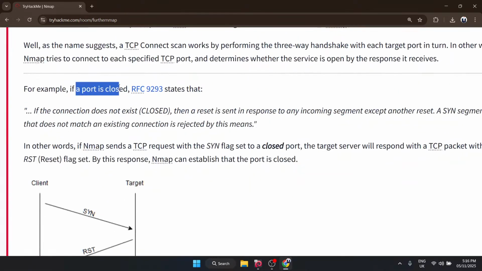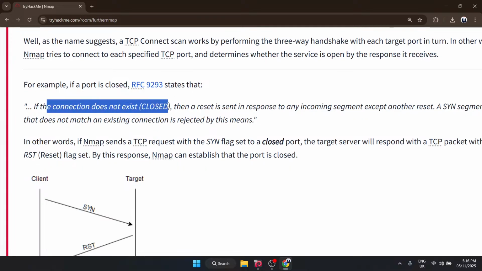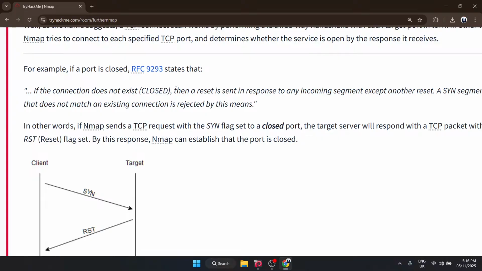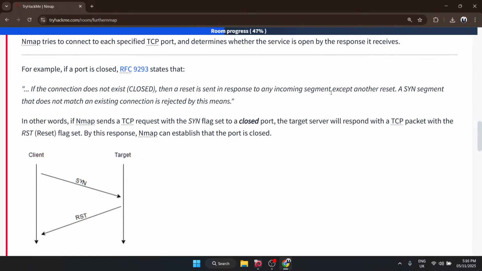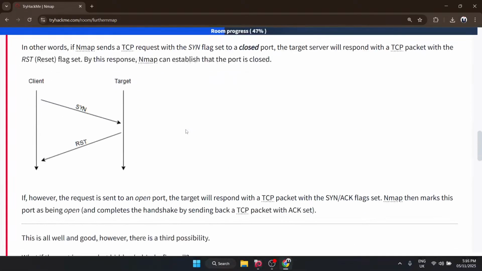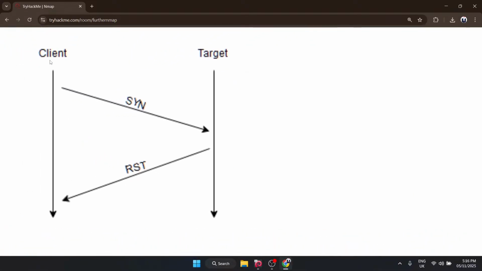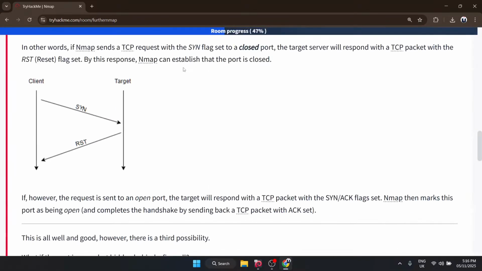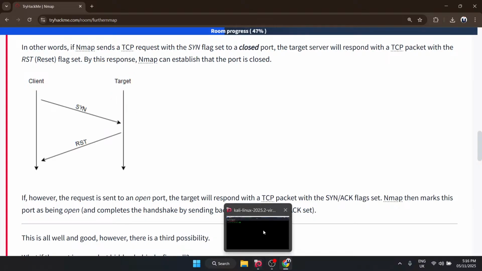For example, if a port is closed, RFC 9293 states that if the connection does not exist or is closed, then a reset is sent in response to any incoming segment. So this is one thing let me tell you about. Like when our client simply sends a target or whatsoever.